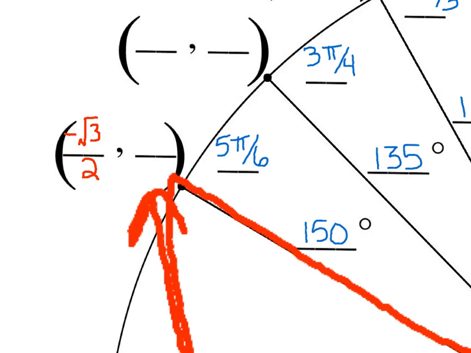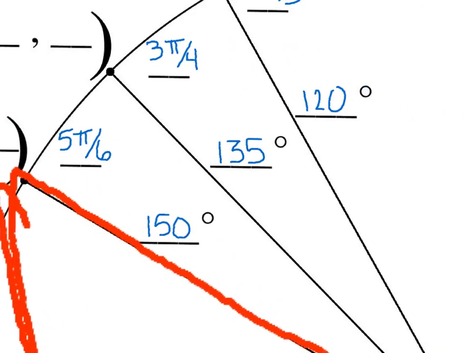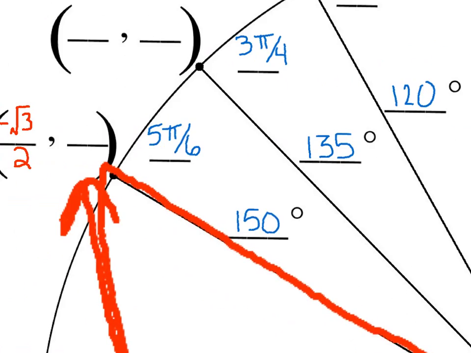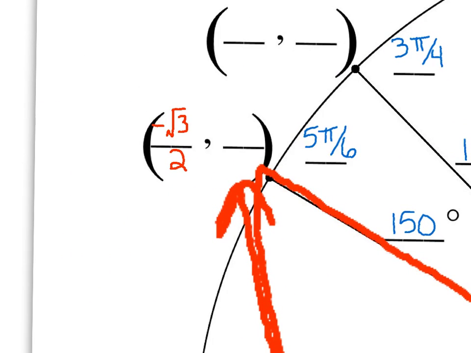Now, in the diagram on the left-hand side, I went up a half. As you can see here, I went up a half. So if I go over here to the left, I'm going to go to the left, radical 3 over 2, and I'm also going to be going up 1/2.